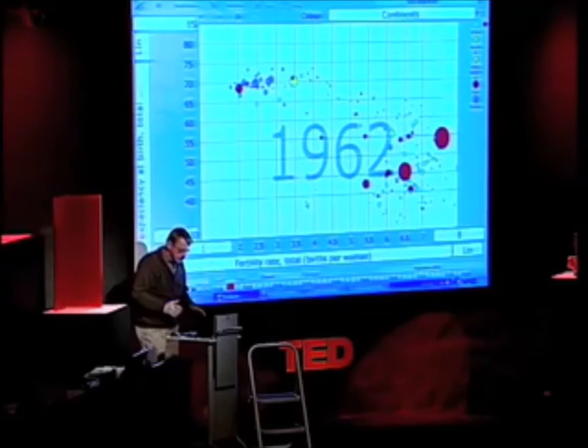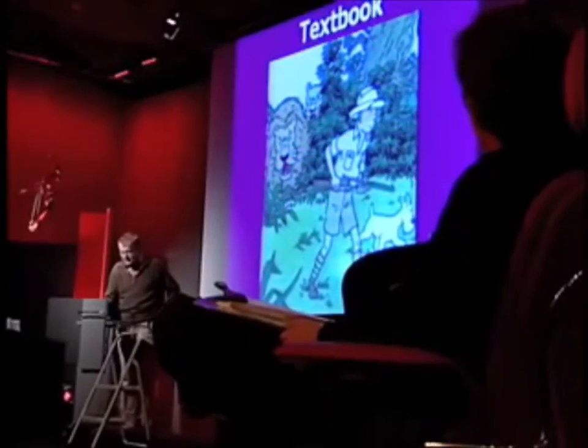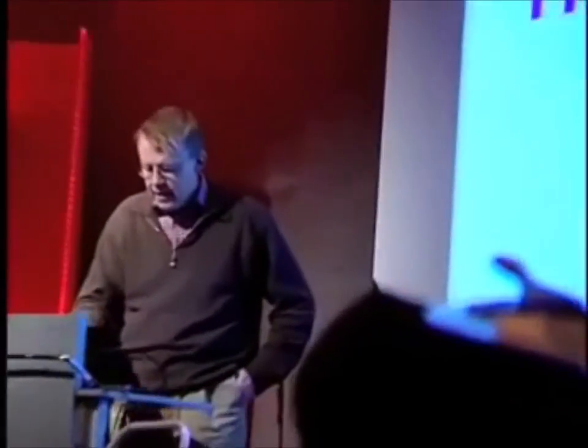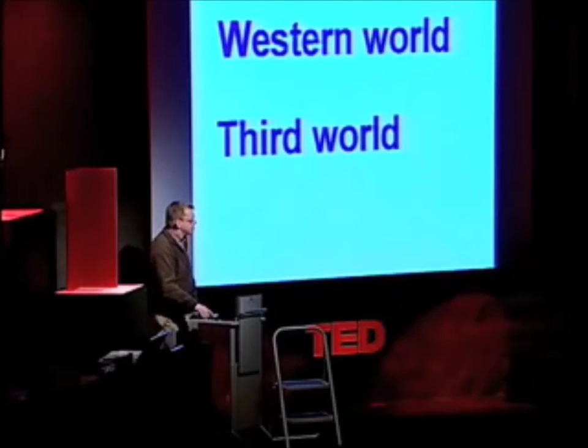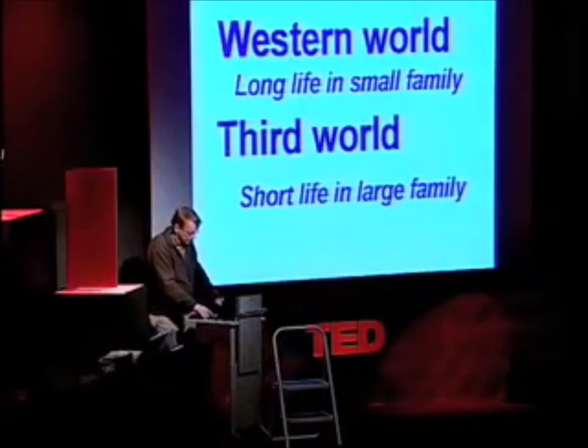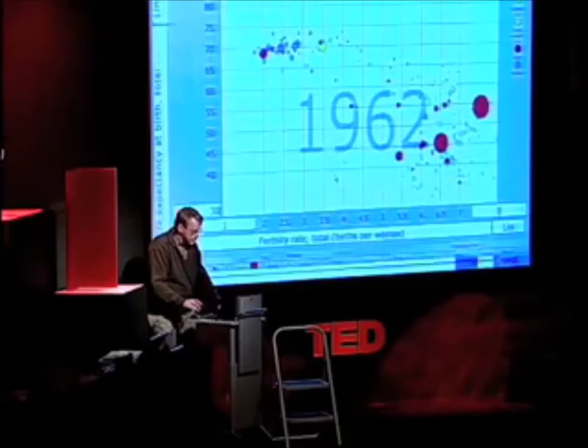Because my students, what they said when they looked upon the world, and I asked them, what do you really think about the world? Well, I first discovered that the textbook was Tintin mainly. And they said the world is still we and them. And we is Western world, and them is third world. And what do you mean with Western world? I said, well, that's long life in small family. And third world is short life in large family. So this is what I could display here.